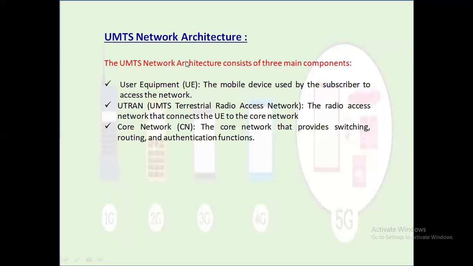The UMTS network architecture consists of three main components. User equipment, UE, the mobile devices used by the subscriber to access the network. UTRAN, UMTS Terrestrial Radio Access Network, the radio access network that connects the UE to the core network. And the core network, CN, which provides the switching, routing, and authentication functions.